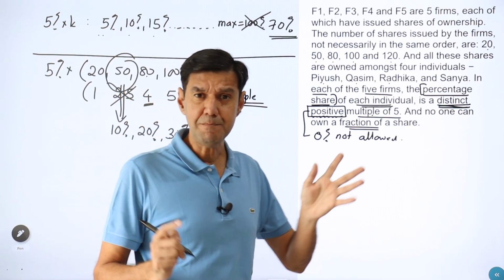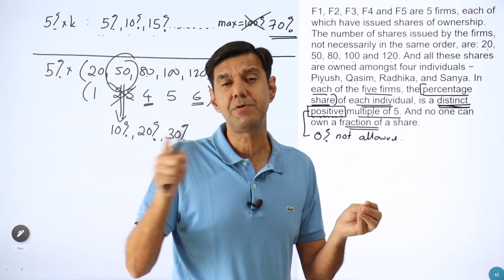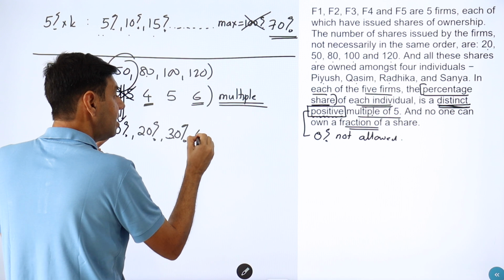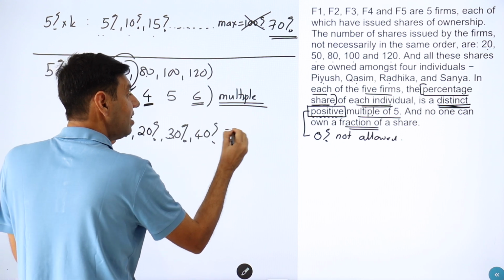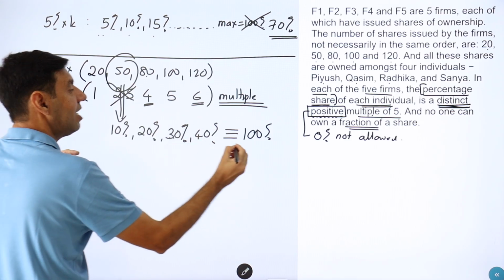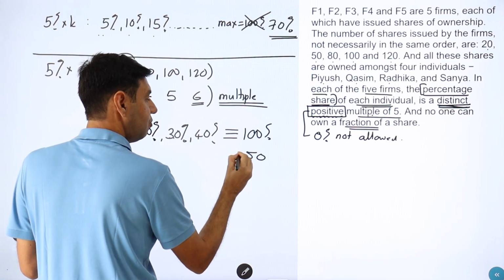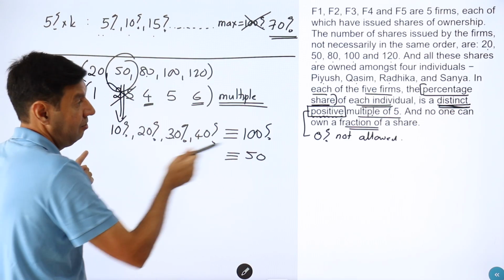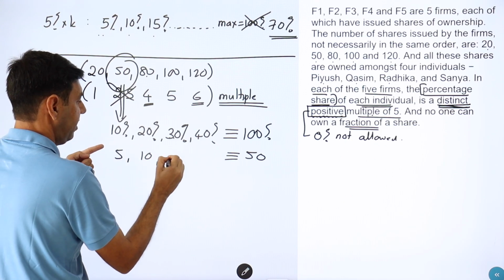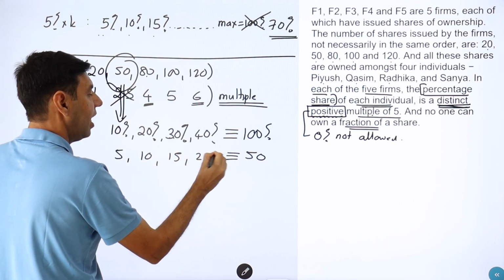You would have done some practice set where 10 had to be split up into 4 distinct natural numbers. The only way was 1, 2, 3, 4. Here it is in percentages. Together they add up to 100%. So the only way that 50 shares can be distributed amongst 4 people with these conditions is 5, 10, 15, 20. There's no other way.